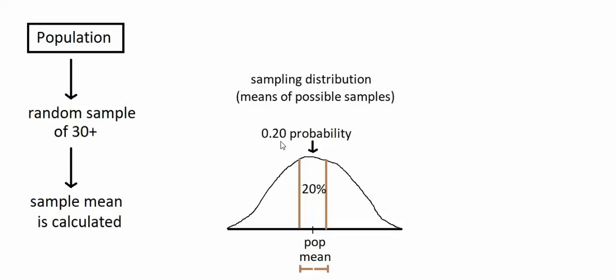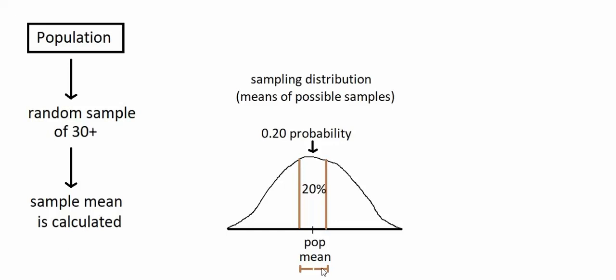There's a 0.20 probability that the sample will come from here, and half of the distance covered by this middle 20% is the 20% margin of error. You can see that these are the same distance, because the curve is symmetrical. This side is the mirror image of this side, which means that these two bars are the same distance. So this is the 20% margin of error, and this is also the 20% margin of error.